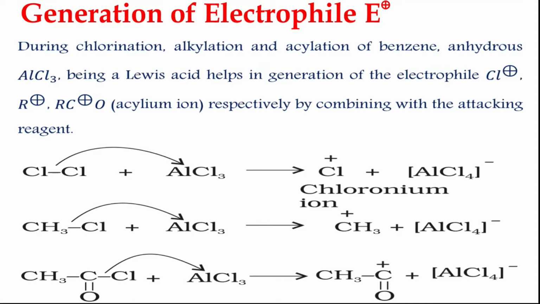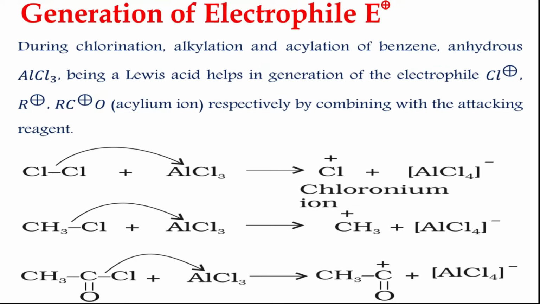So during the reactions, generation of electrophile takes place like this: in case of the Cl-Cl molecule, the molecule breaks up and that Cl negative attaches to the aluminium in AlCl3 and they form AlCl4 negative, so that the other Cl becomes Cl positive. So the desired electrophile we got is the chloronium ion, Cl+.